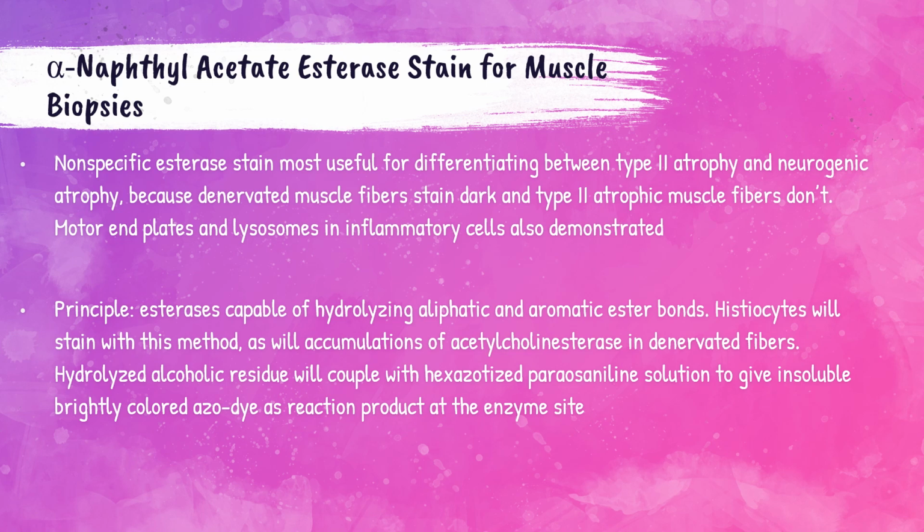We've talked about esterases, and these are enzymes that hydrolyze ester bonds, and depending on their preference for substrates, they are classified as either specific or non-specific. Histiocytes, also called macrophages, are cells that play a role in the body's immune system and also in tissue repair. So histiocytes will stain with this method, as well as acetylcholinesterase accumulation in denervated fibers. The hydrolyzed alcoholic residue couples with the hexazotized pararosaniline solution, which gives an insoluble brightly colored azo dye as the reaction product.